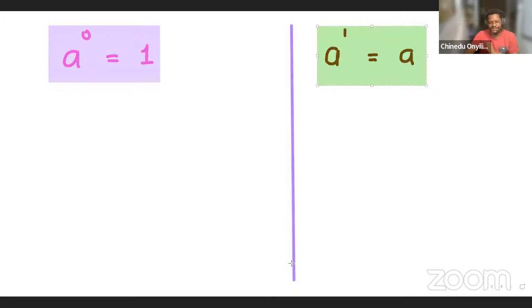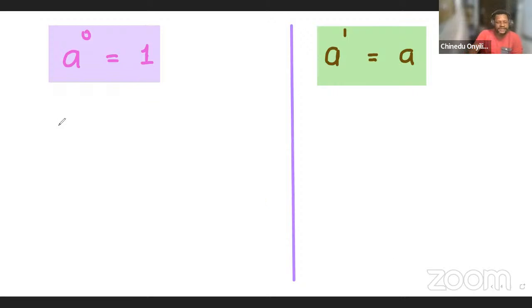Again, I will try to reiterate the differences. This is a to the power of 0. Now anything raised to the power of 0 will always be 1. But the other one on the right is a letter or a number raised to the power of 1, which is the same thing as that letter or that same number. So I'm going to explain the differences with practical questions.